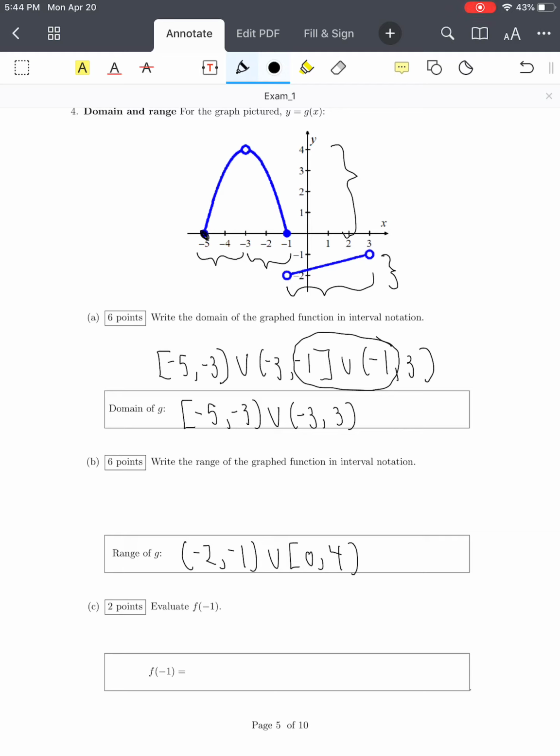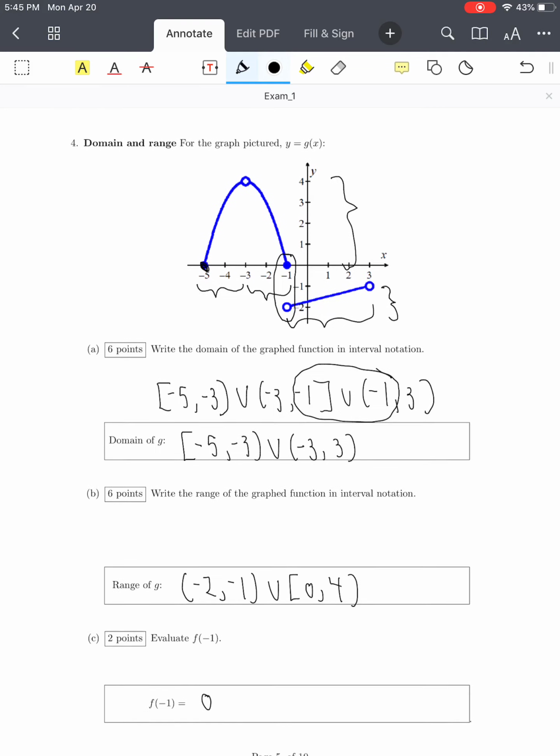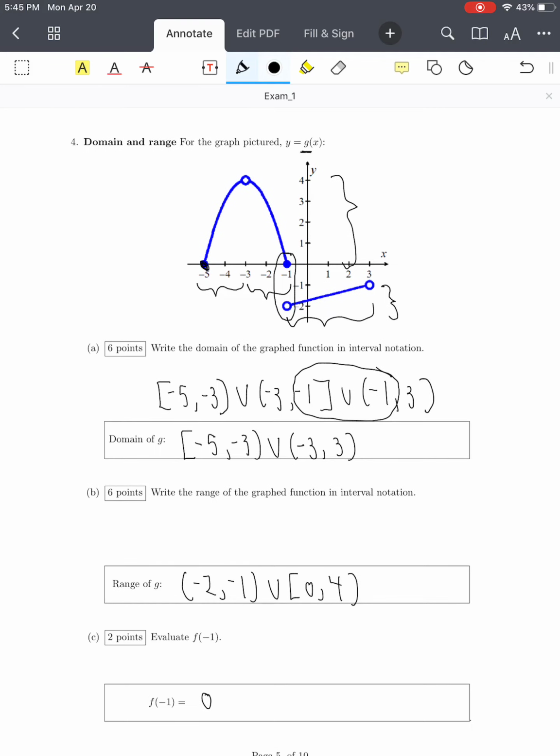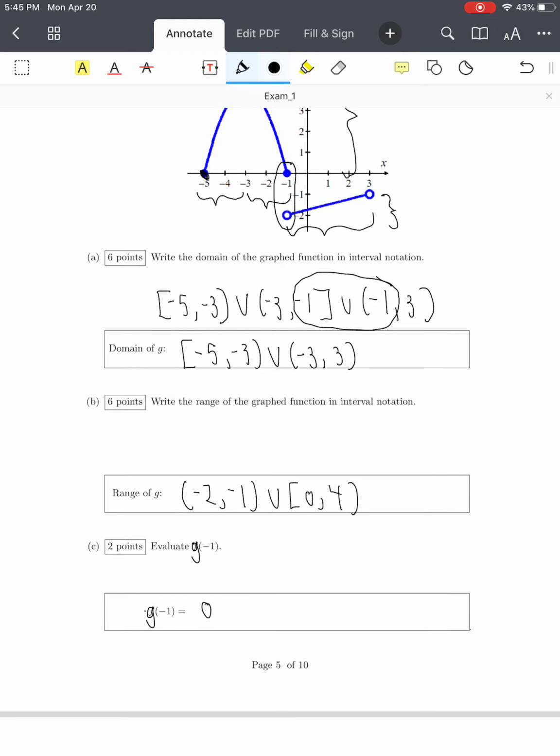So then for part C, evaluate f of -1. So that is, what value does it take on when x equals -1? Here we have two options. One's an open circle, one's a closed circle. Open circle means it doesn't actually touch that point. Closed circle means it does. So here, f of -1 is actually just going to be 0. Oh, I guess there's a typo in this one. It says g, but we're asking f. So let's just turn this into a g and call it good. Awesome.